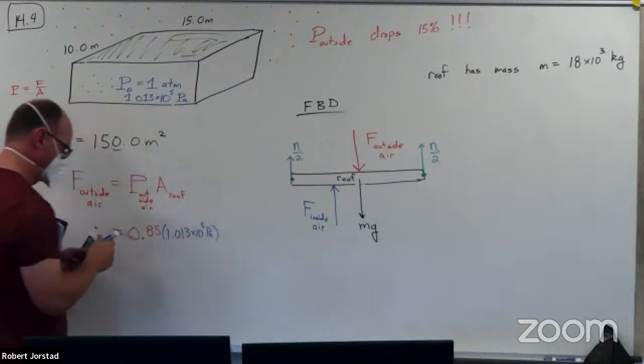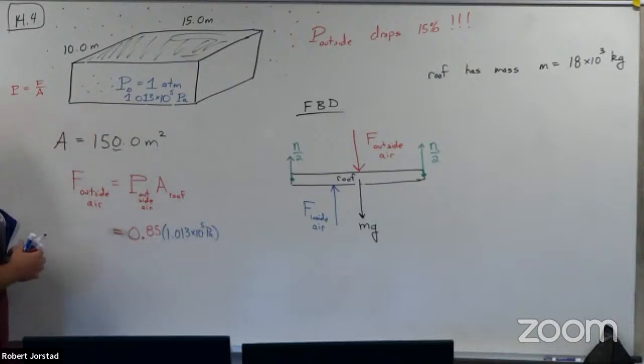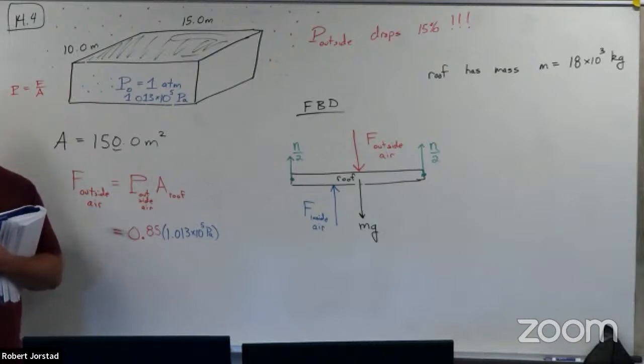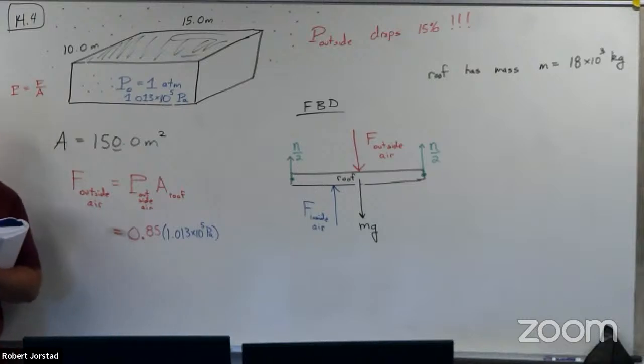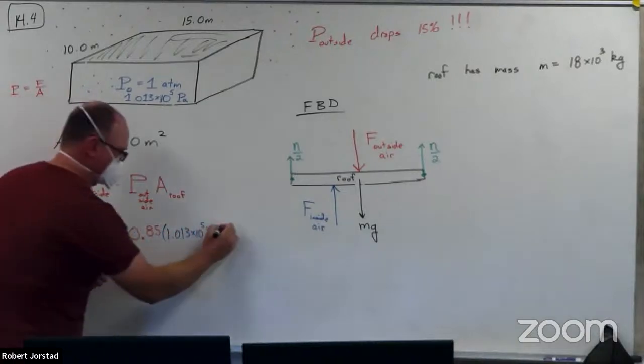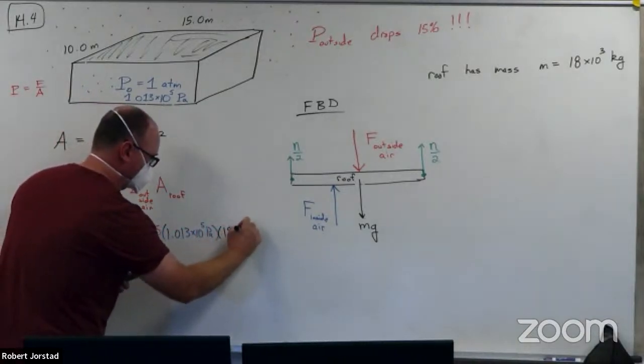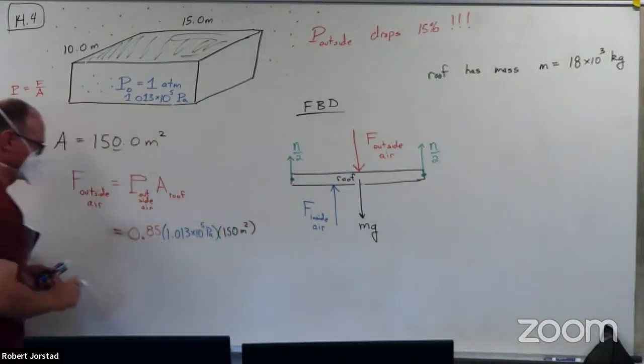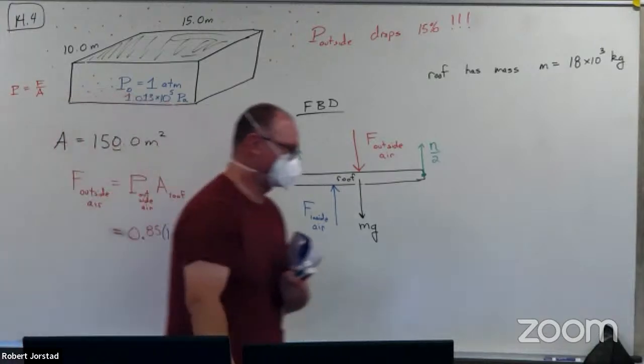So you multiply it by 0.75? If it dropped 25%, then we do 75. Okay, good. And then we got to remember the area is 150. Can somebody punch this in and give me some numbers so we can get out of this problem? I'll grab my calculator, too.